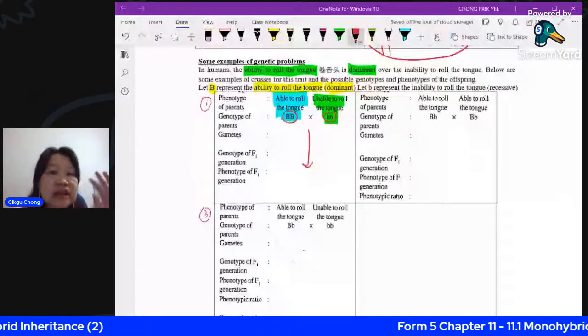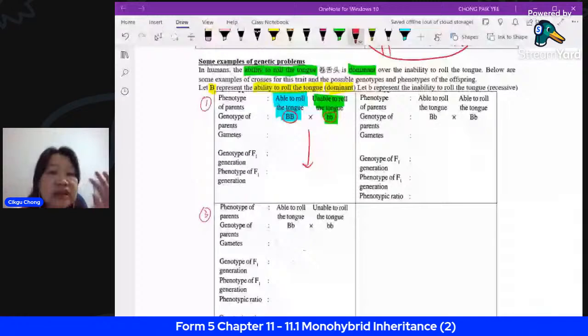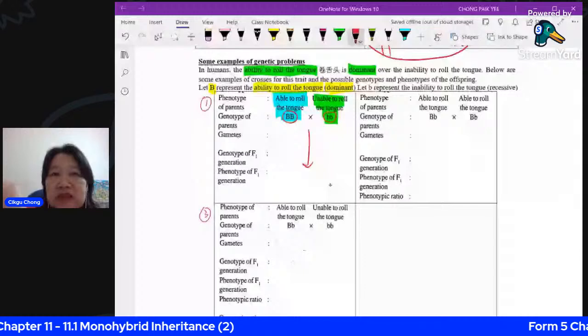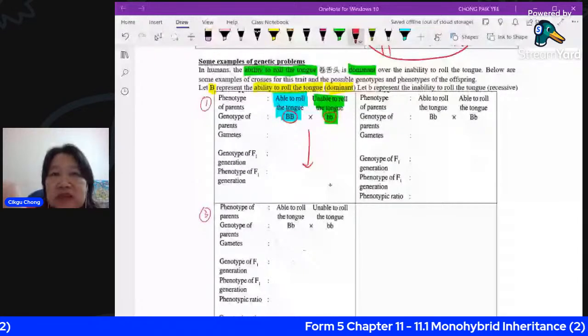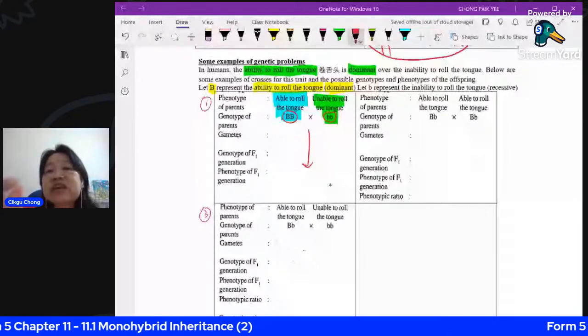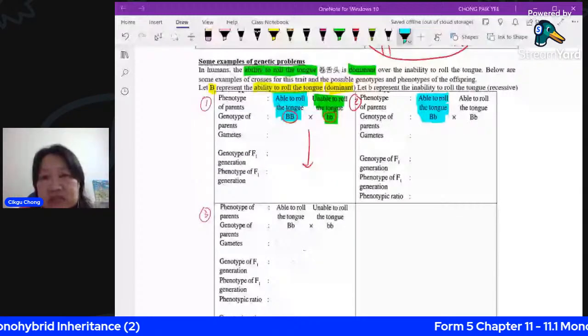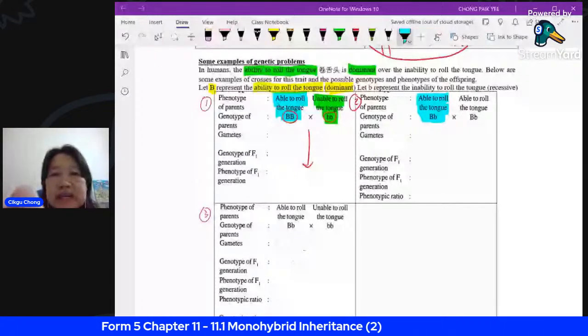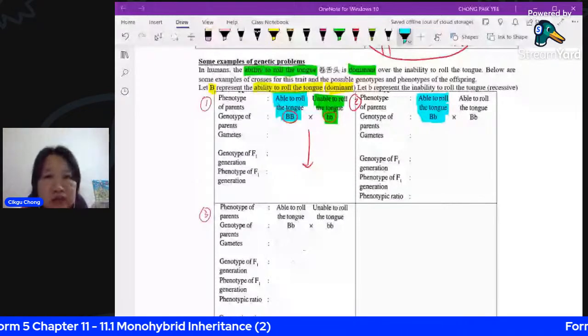Next, case number 2. These are 3 different cases. Case number 2, question number 2: the father can roll, but you see what's the difference here? The father has the ability to roll, but you see it is big B, small b. It's a different case. Actually, this is heterozygous. Just now the father was homozygous dominant. Now the father is heterozygous, and the mother can also roll the tongue, but she is also heterozygous. See how many percent of the children can roll, how many cannot roll. This is interesting, please try it.